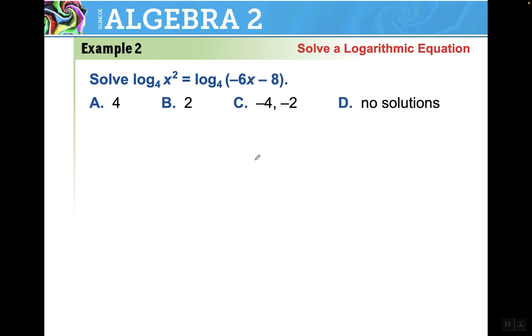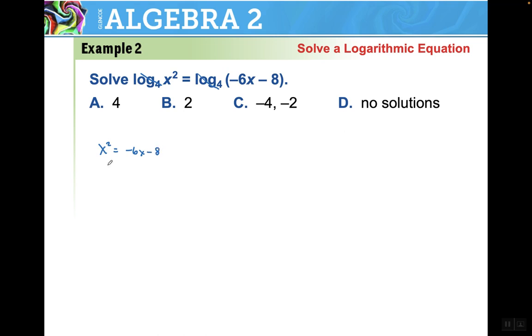Actually, I do want to go through this one. They have it set up as a multiple choice for some reason, but I do want to go through it because we're going to be dealing with quadratics. So log base 4 of x squared equals log base 4 of this jazz. So I'm just going to drop those logs and write it as x squared equals negative 6x minus 8.